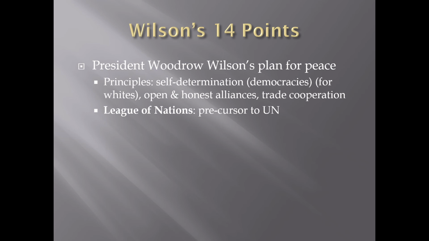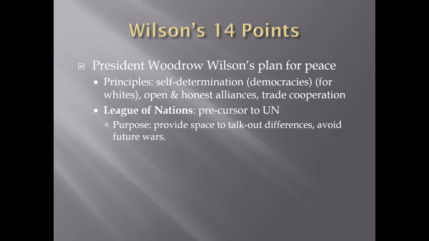He also wants to create something called the League of Nations. This is a precursor to the UN. It's kind of a first try for what the United Nations will eventually be. And the purpose here is to create a space to talk out differences and avoid future wars, which is what the UN does today. Because we have the UN, that should give you the hint that the League of Nations isn't quite going to work out. But it's going to try.